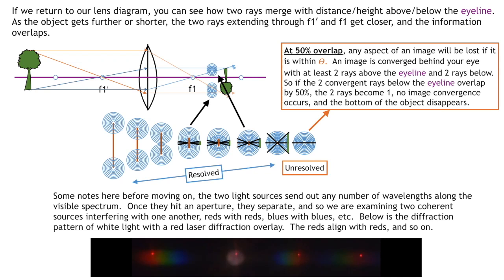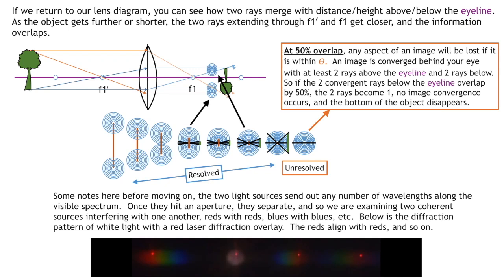So if we return to our lens diagram, you can see how 2 rays merge with distance and height above and below the eye line. So as the object gets further or shorter, the 2 rays extending through F1 prime and F1 get closer, and the information overlaps. So again, with further distance or with the object shrinking in height, the projection behind our eye line, those 2 rays get closer and closer together.